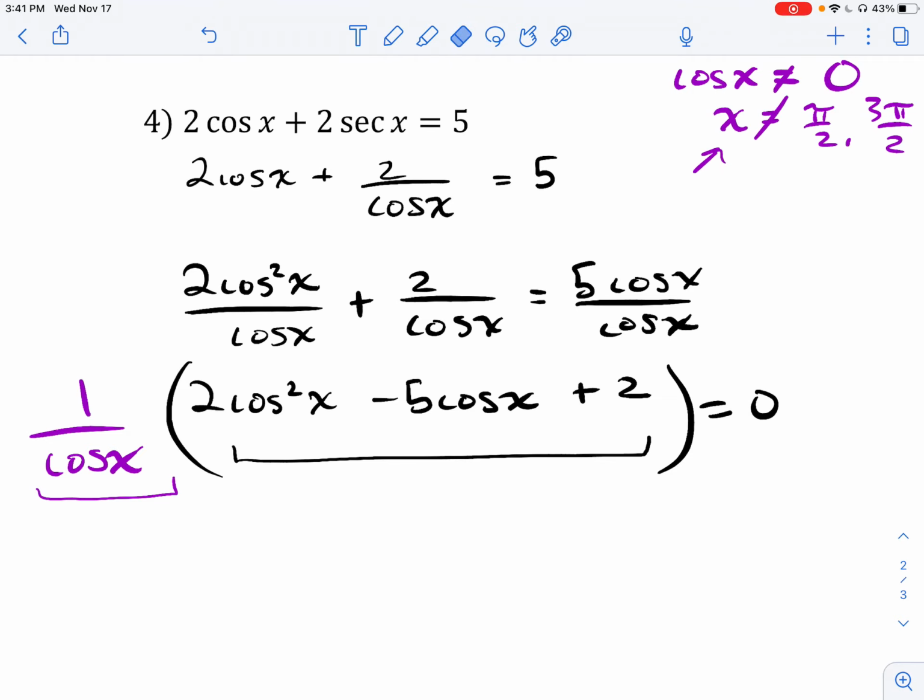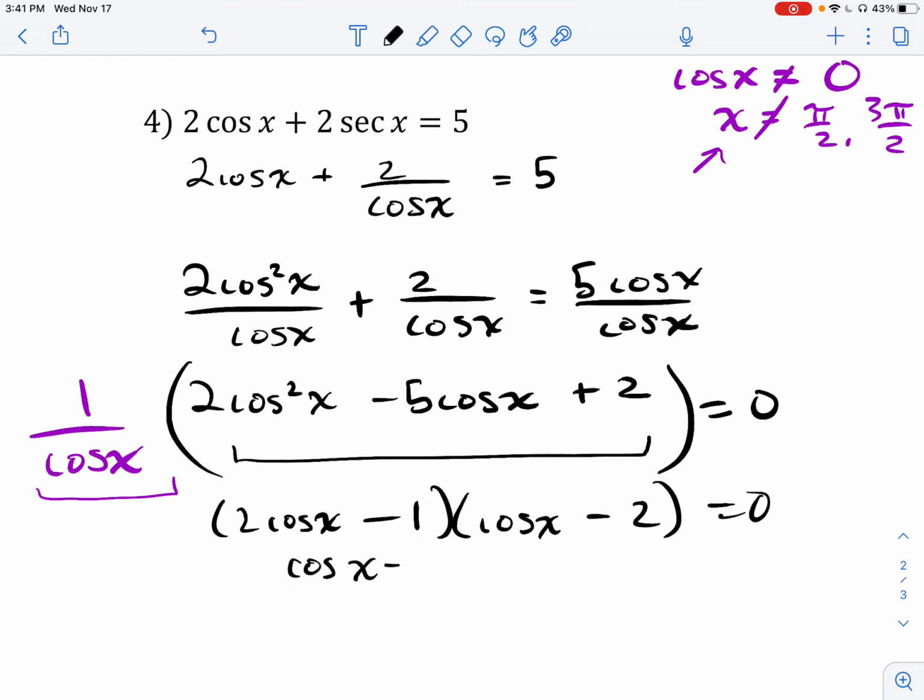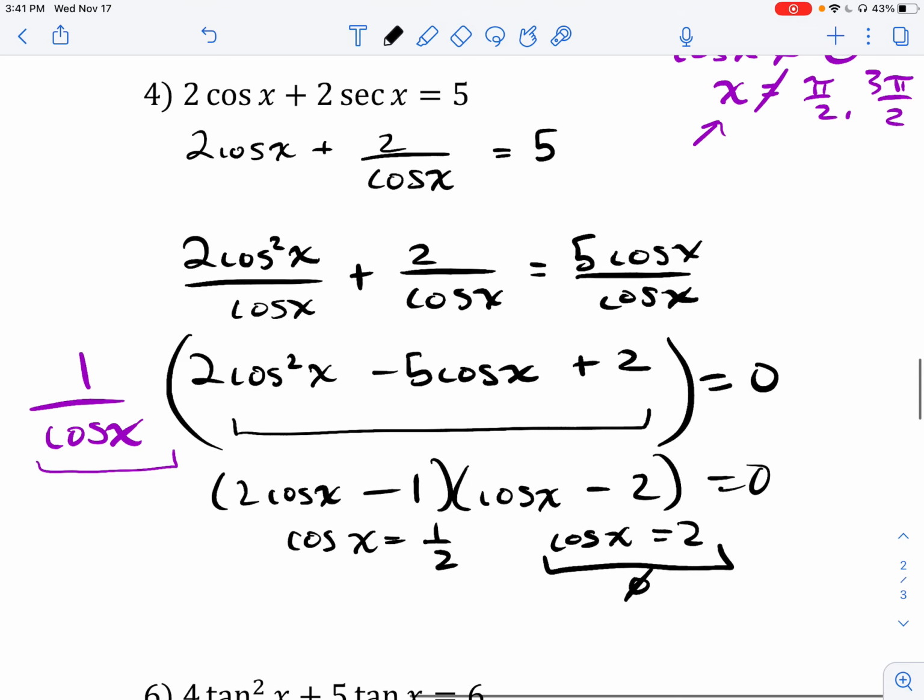All right, so now that we understand that, let's go ahead and factor this. This is 2 cosine x, and if we're factoring here, this is 2, this is minus 1. Cosine x is equal to 1/2. Cosine x is equal to 2. This here is undefined. This here would give me angles, let's see, that's pi over 3 and 5 pi over 3.